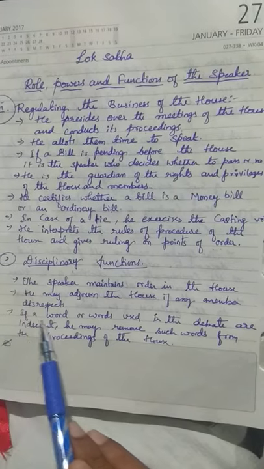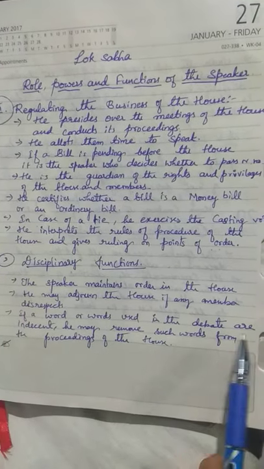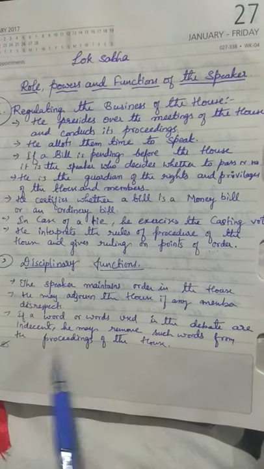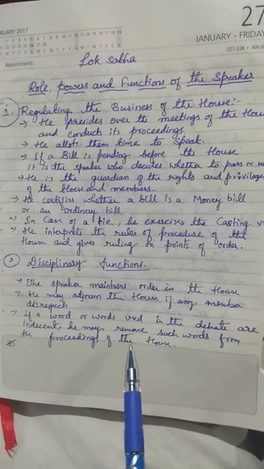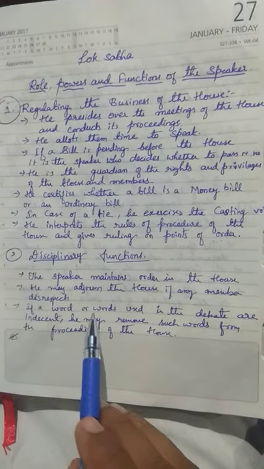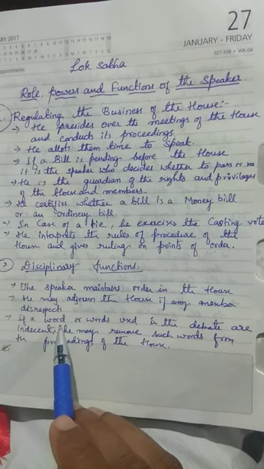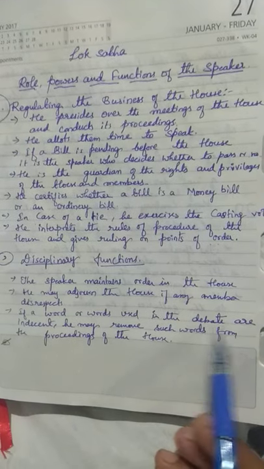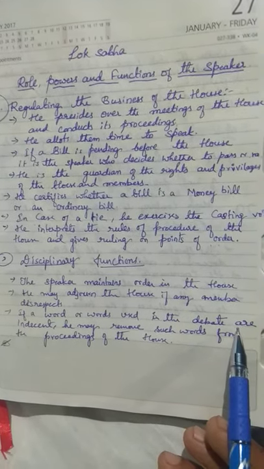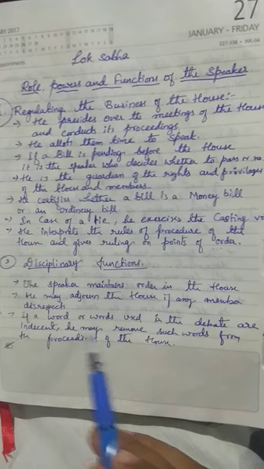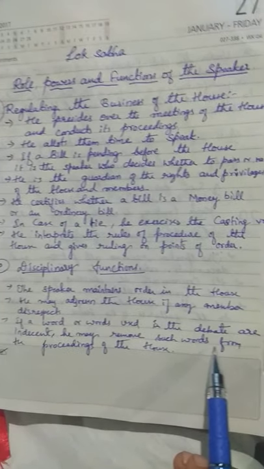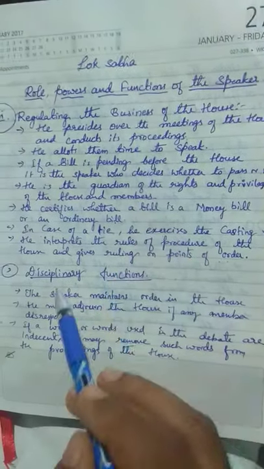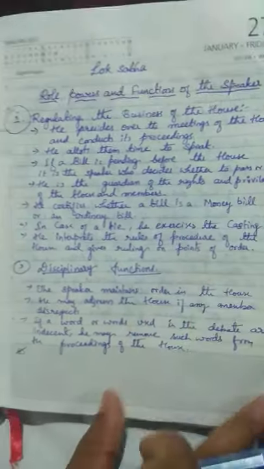Next one, if a word or words used in the debate are indecent, he may remove such words from the proceedings of the House. Here, if a particular member uses a wrong word or bad words in the debate, which are known as indecent words, he may remove such words. The power is known as disciplinary power of the speaker.